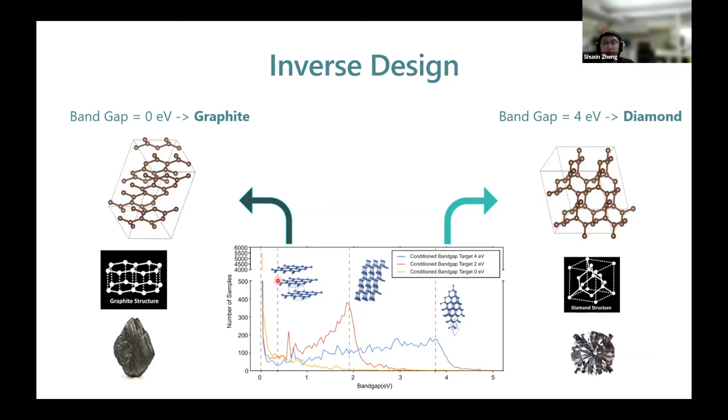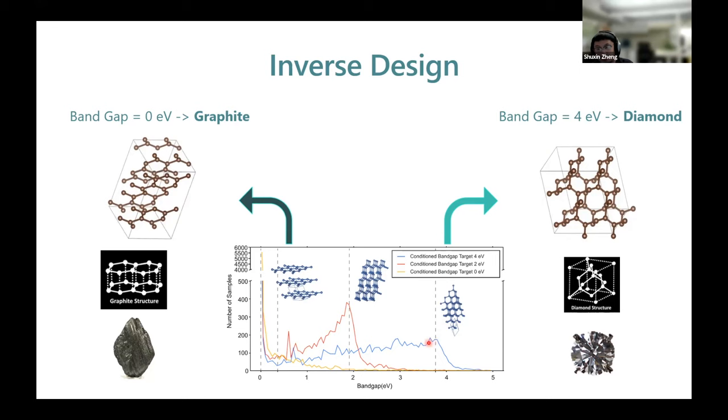But if we try to sample some structures with a desired property, for example, the band gap. Band gap is a property related to the electronic, or some other properties I'm not very familiar with. But you can see that graphene has a band gap around zero, but diamond has four eV. If we condition on zero, then the structures will be sampled with almost zero eV band gap. And if we condition on four eV, then the model can sample structures with a higher band gap.